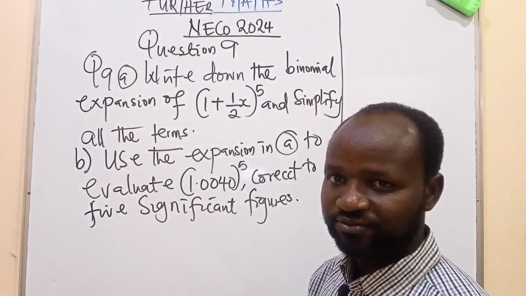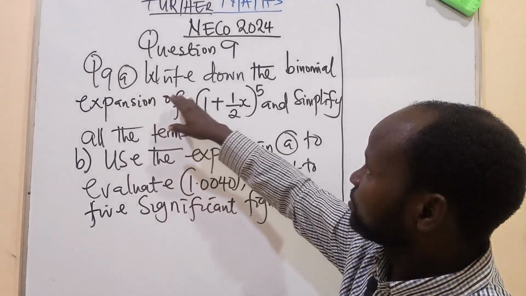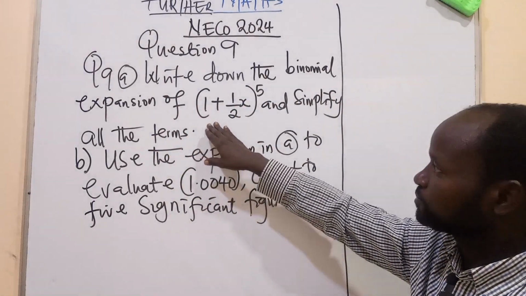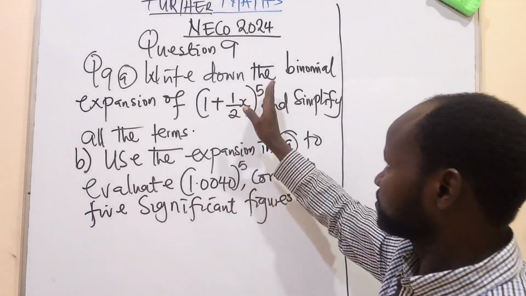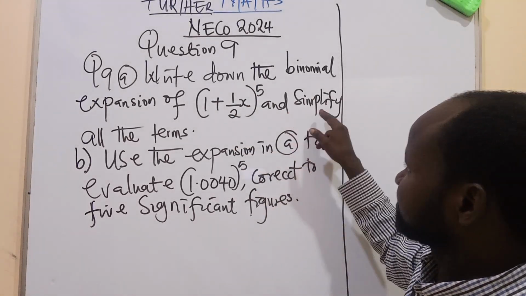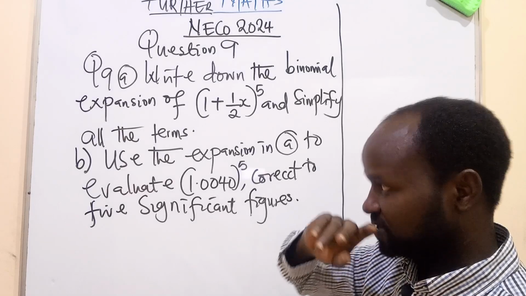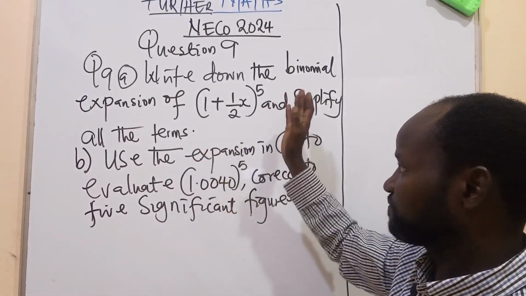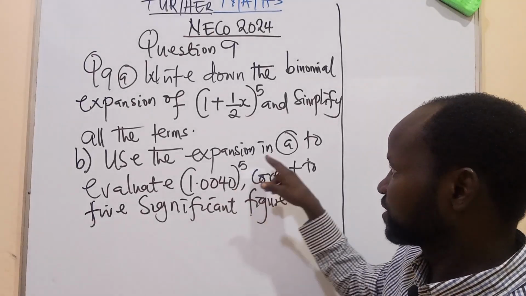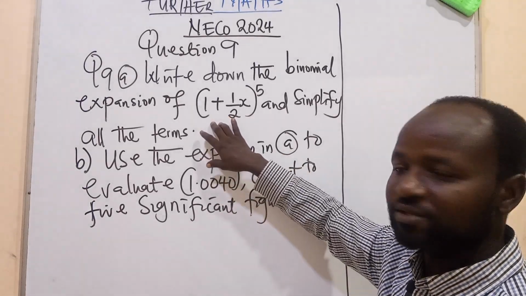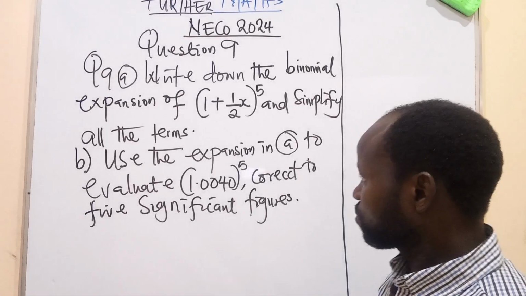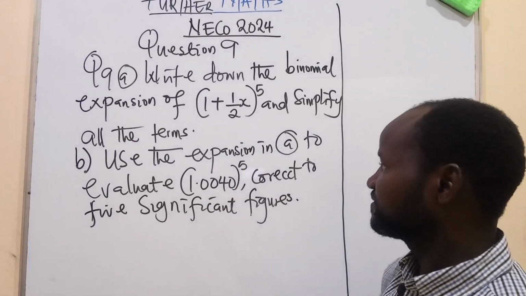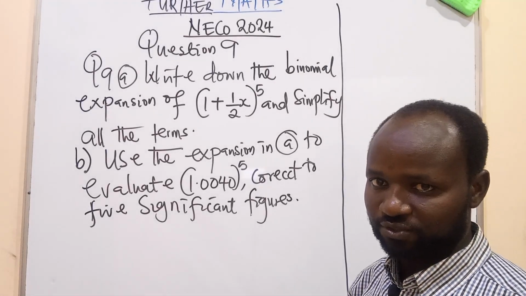Question 9a and b reads: 9a, write down the binomial expansion of (1 + half of x) to the power 5 and simplify all the terms. We are asked to write down the binomial expansion of this. Then we should simplify all the terms. B, use the expansion in A. We are to use our expansion in this A to evaluate 1.004 to the power 5 correct to 5 significant figures.